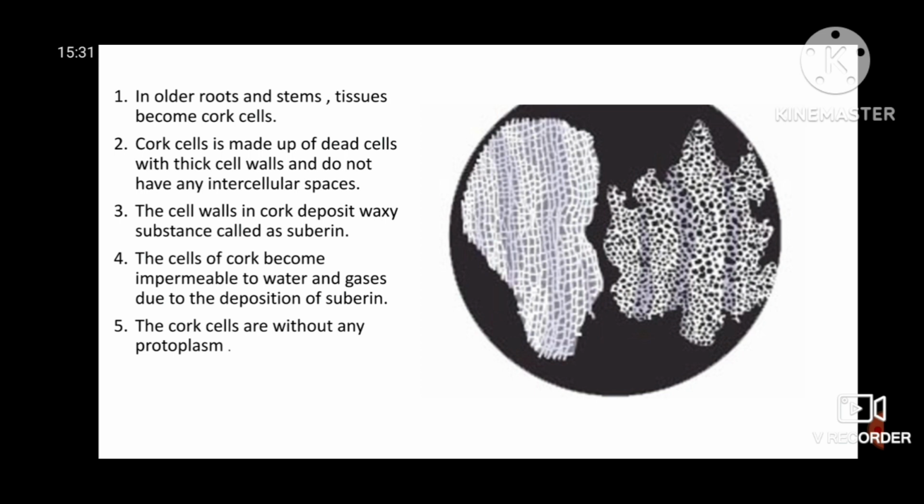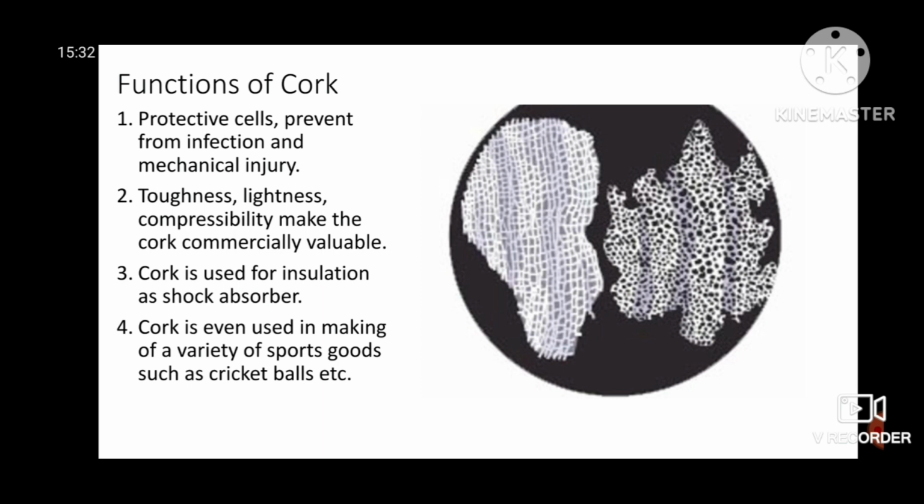These cell walls in cork deposit a waxy substance called suberin. The cells of cork become impermeable to water and gases due to the deposition of suberin, and the cork cells are without any protoplasm. Functions of cork: they are protective cells, preventing infection and mechanical injury because they are very hard. Toughness and lightness make cork commercially valuable.